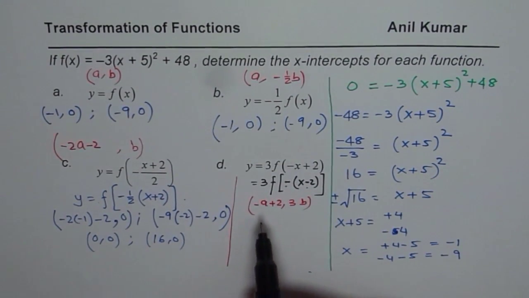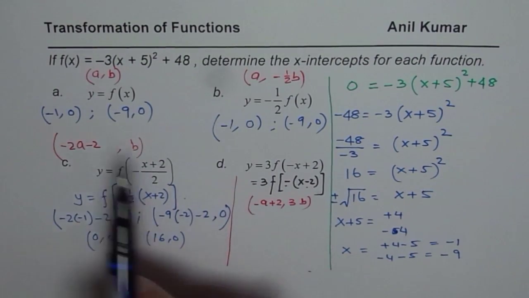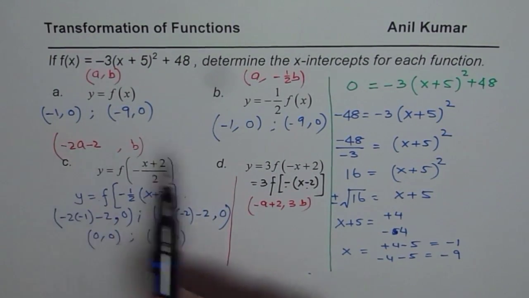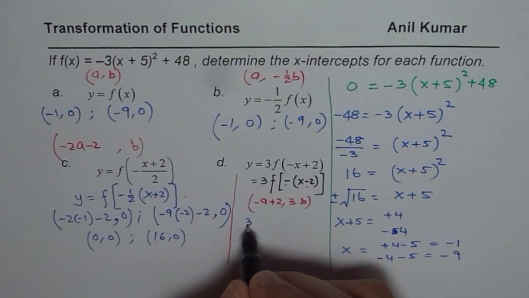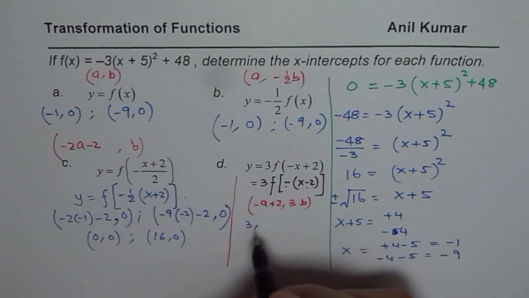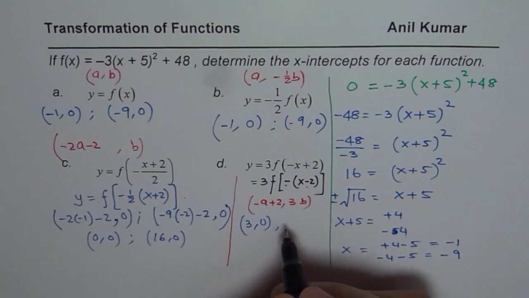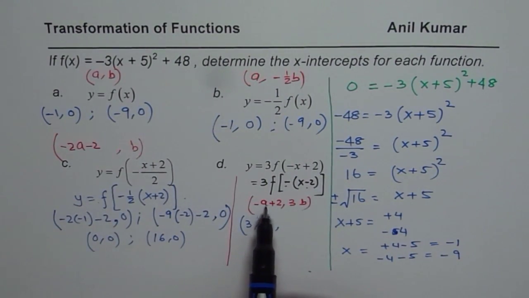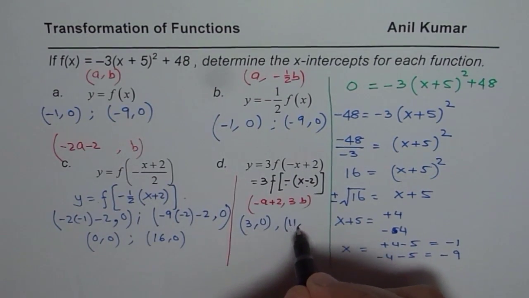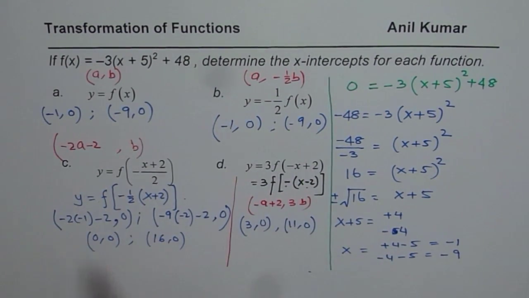So now using this transformation on the original points, we get our answer. Minus of minus 1 is 1 and 1 plus 2 is 3. So I'm directly writing the answer. Anything times 0 is 0, so that remains. The other one, minus of minus 9 is 9, plus 2 is 11. So we get (11, 0). So these are the new sets of x-intercepts on our transformed points.